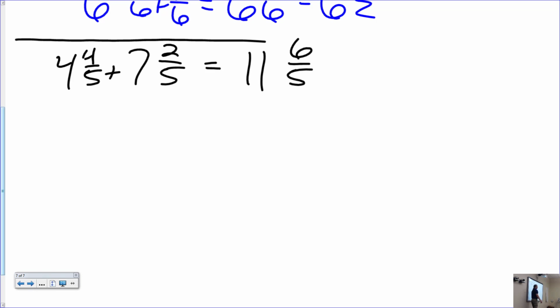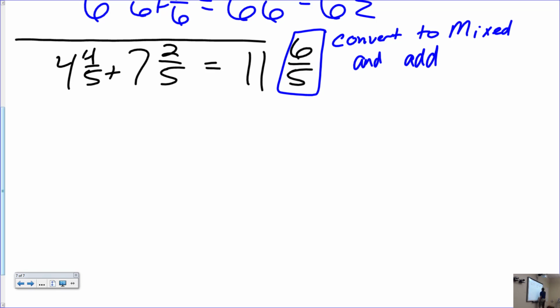And what am I going to do if you leave the answer like that? Why am I marking it wrong? Yeah, because this can't be improper. So how do you fix it? All right, exactly. Convert to mixed.